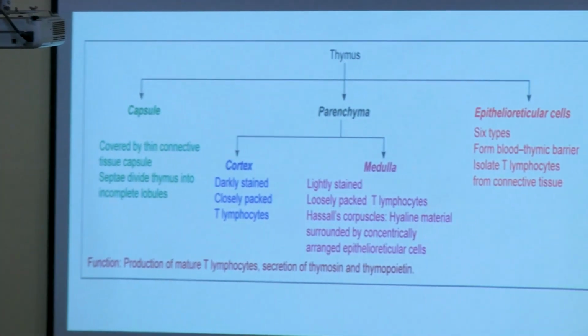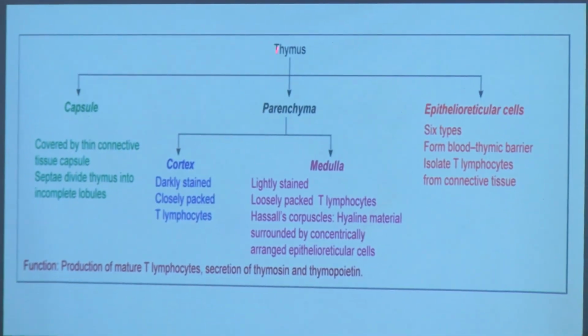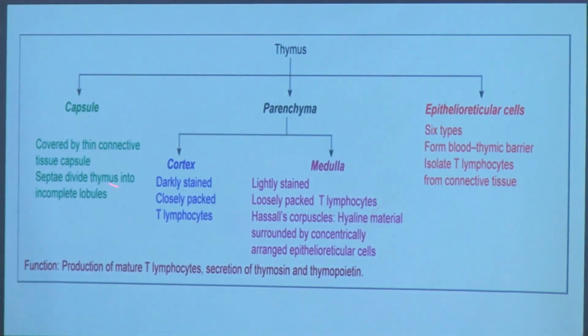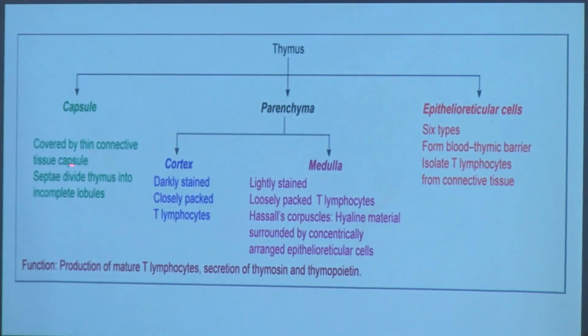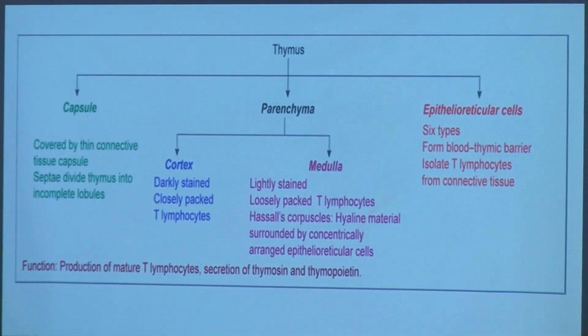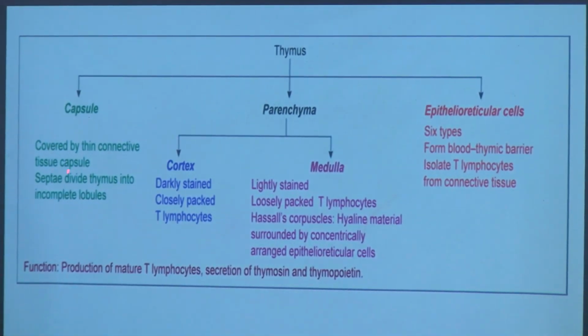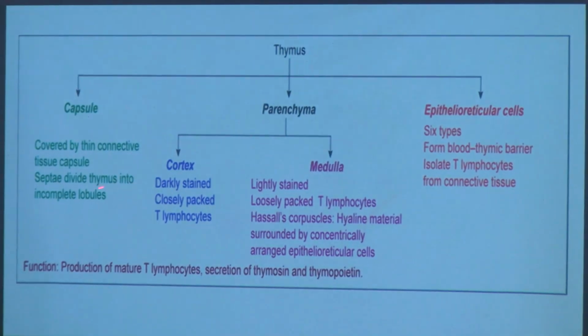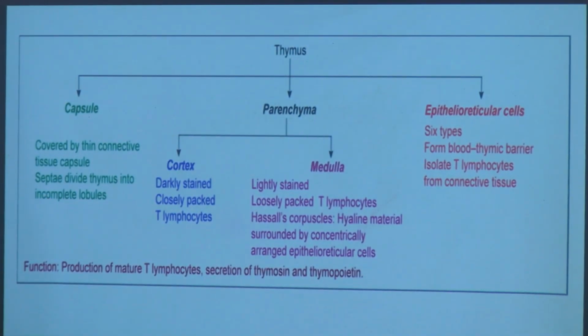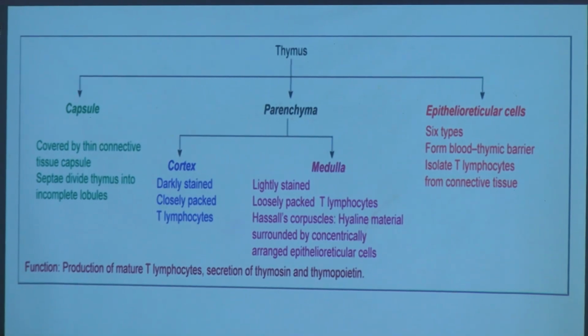Next, here you can see the structure of the thymus. ठीक है, देखने में easy लगता है. As you will go inside, it will be difficult. So first of all, same thing is repeating. Capsule is there, covered by connective tissue capsule. Now here there is a catch. ठीक है. Now what is that? Septa is there which divides the thymus into incomplete lobules. ठीक है, तो जो lobules divide होता है, that is incomplete in nature.